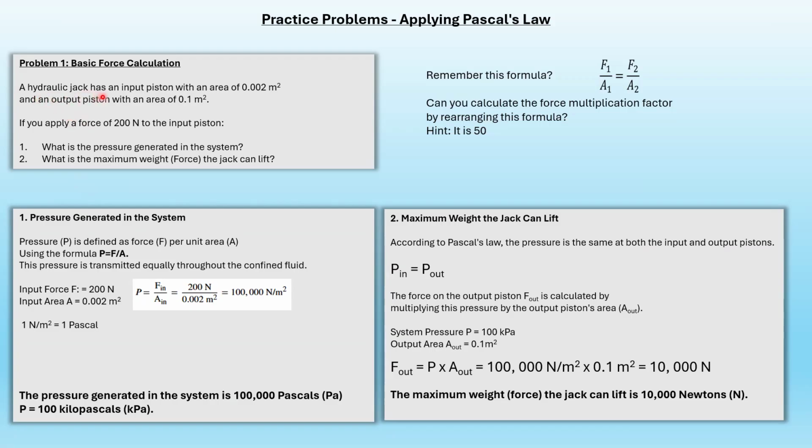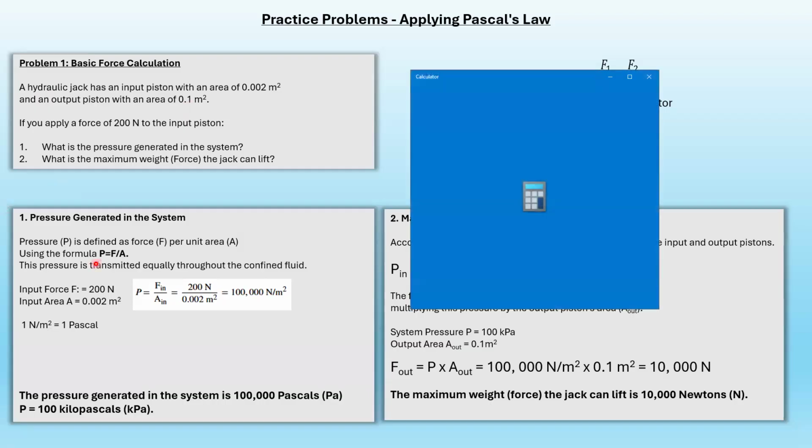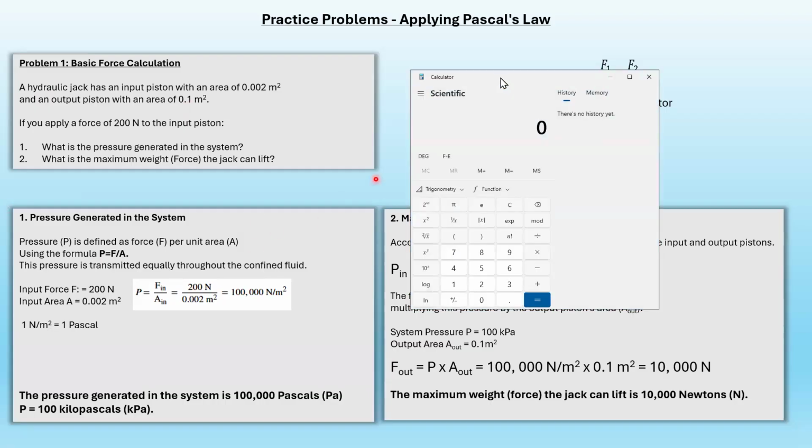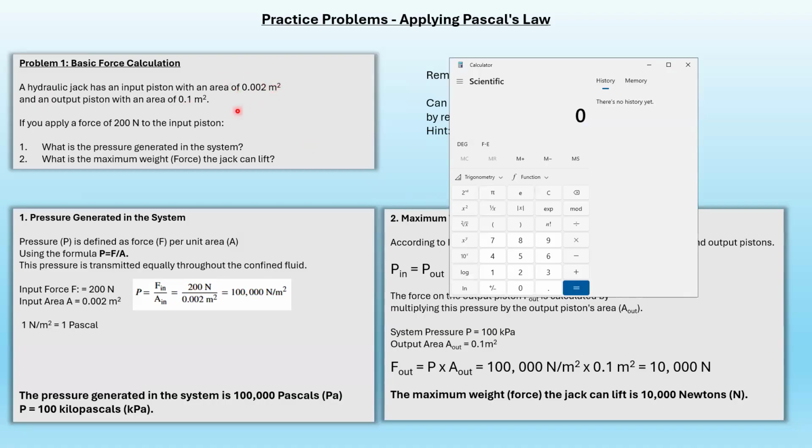A hydraulic jack has an input piston with the area of 0.002 meters squared. Okay. And the output, much bigger, 0.1 meter squared. All right. Let's just stop and do something here for kicks. I'm going to bring up a calculator. These are the same units, meter squared, so we're good.